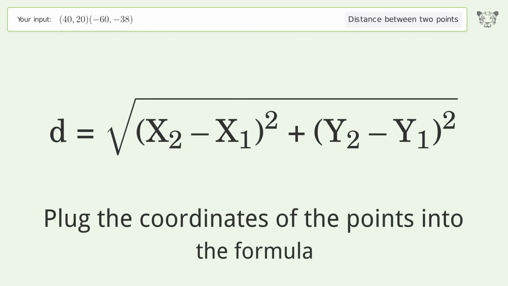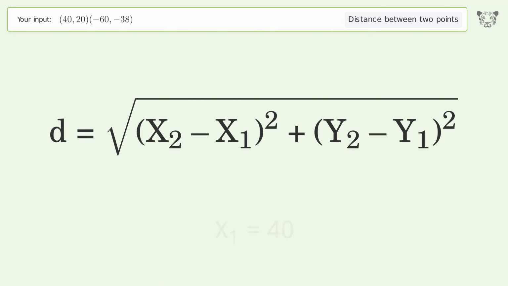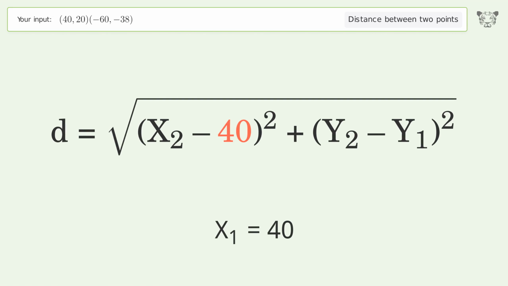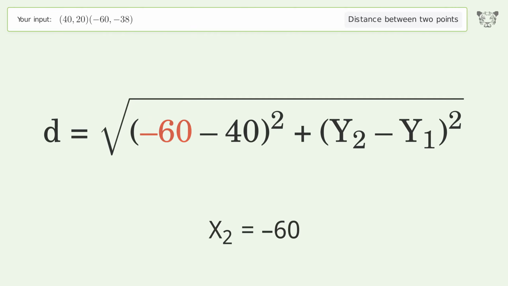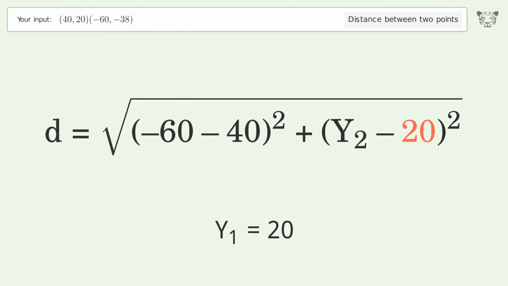Plug the coordinates of the points into the formula. x1 equals 40. x2 equals negative 60. y1 equals 20. y2 equals negative 38.